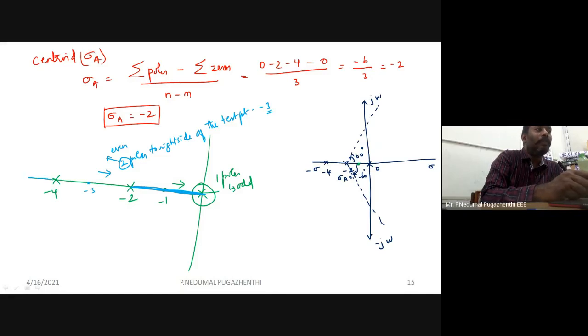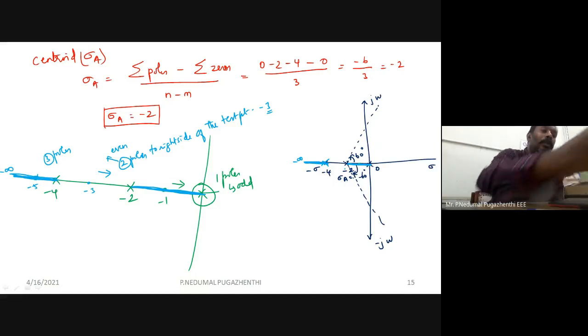But if I take a point after minus 4, let us say minus 5, to the right side I will have 3 poles. So I will definitely have a root locus branch passing through the real axis from minus 4 up to minus infinity. So what I can conclude is there is a possibility of a root locus branch lying between 0 and minus 2, and from minus 4 to minus infinity, in the real axis.